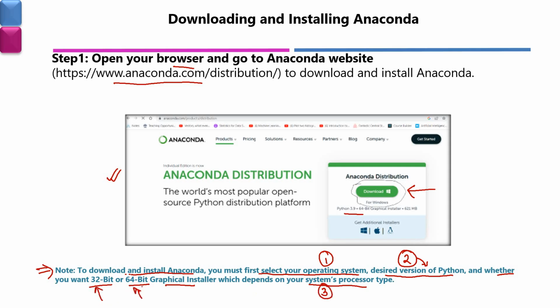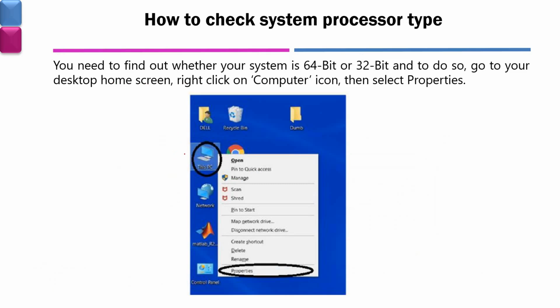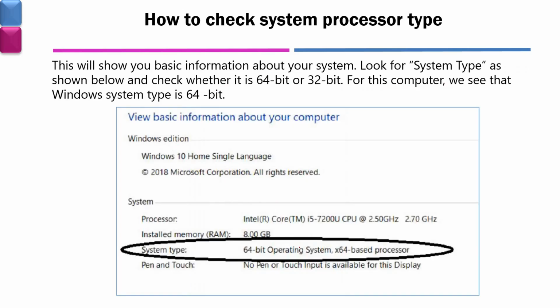Now your immediate question that comes to your mind is how can I know whether my system's processor is 32-bit or 64-bit. For that, you go to your desktop, you will find a PC icon like this. Just right click on that computer icon. Right click, remember, right click on the computer icon, you will get properties. Just select properties. Understood?